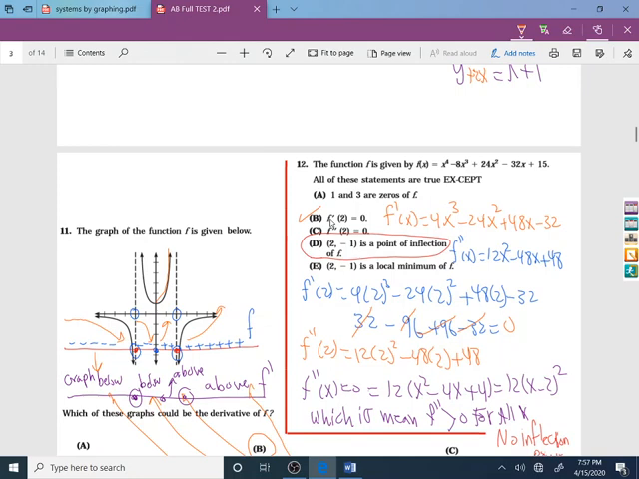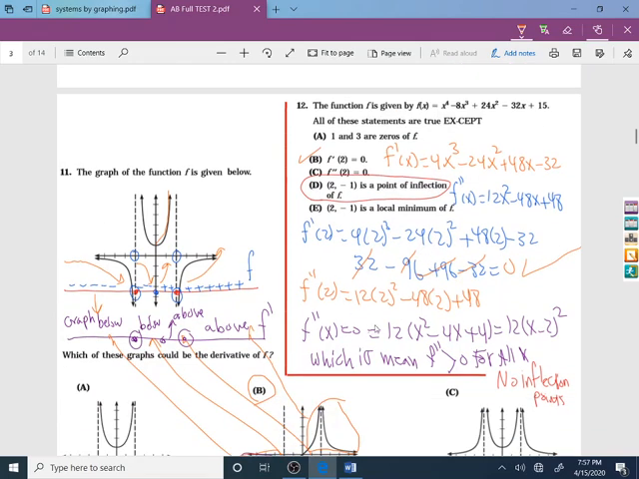B, f prime of 2 equals 0. What I did, I took the derivative. Derivative of x^4 is 4x cubed, minus 8 times 3, 24x squared, plus 2 times 24, 48x, minus 32. Then I took the second derivative because I need the inflection point. For the inflection point, f double prime of x, 3 times 4 is 12x squared, minus 48x, plus 48. What I did, f prime of 2, right, equals, wow, that's 0, good.